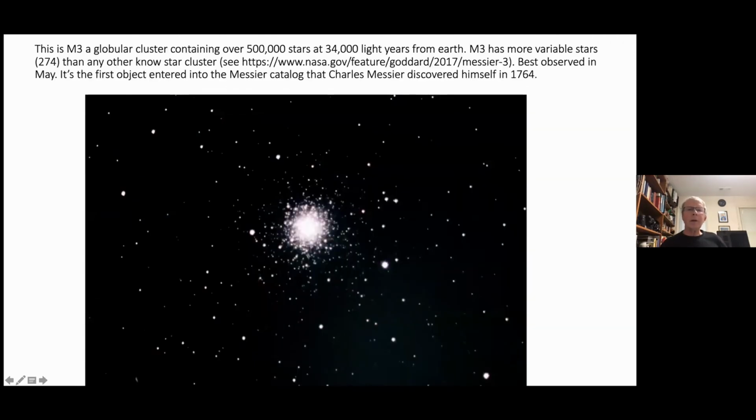And then this is the M3 star globular cluster, which has lots of individual stars in it. And it's the first object that Messier entered in the catalog himself. So it's interesting to visualize.